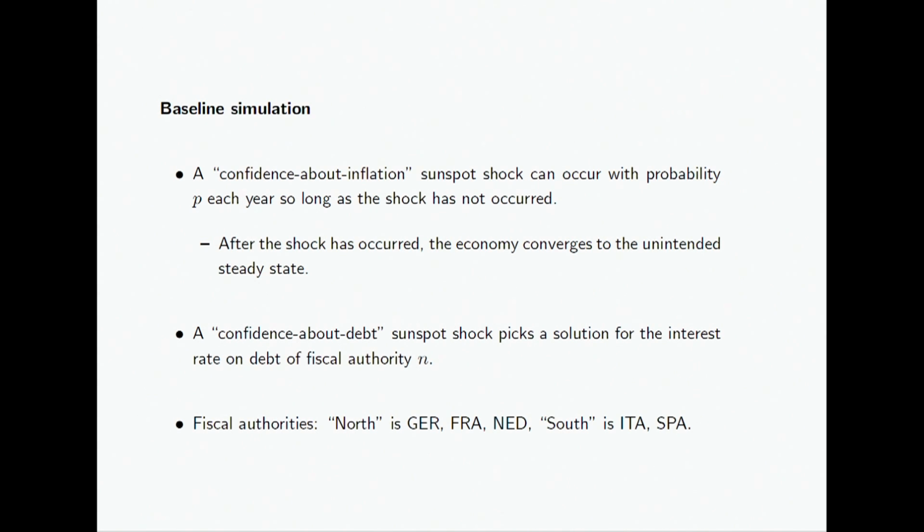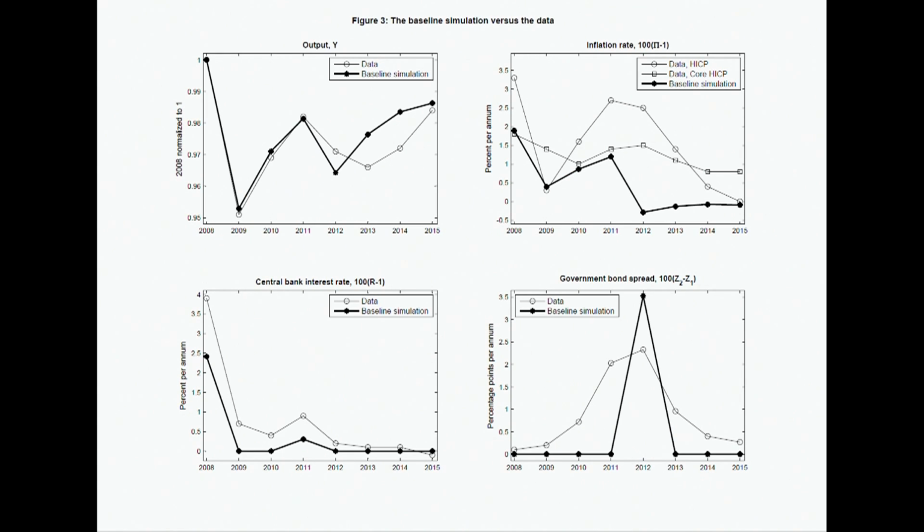So let me now show you how this impulse response to the shock looks in the model, and we compare it to the euro area data. So here you have output and inflation in the upper row, the central bank's interest rate, and the government bond spread, the difference between the interest rate in south and the interest rate in north, in the bottom row. The thin lines are data. The thick lines are the solution of the model.